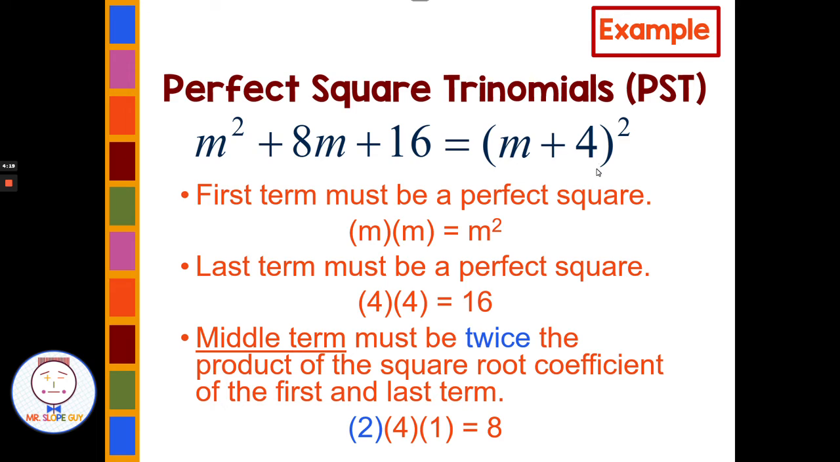So I get m plus 4 quantity squared. So it has to meet all those criteria. If it doesn't, then you're looking for a different method. You're looking to pull out a GCF, or you're looking for traditional where it multiplies to be the last term but adds up to the middle term. You're looking for a different method. But if it meets all these criteria, then it's quick and easy to factor with perfect square trinomial if you can recognize the pattern quickly.